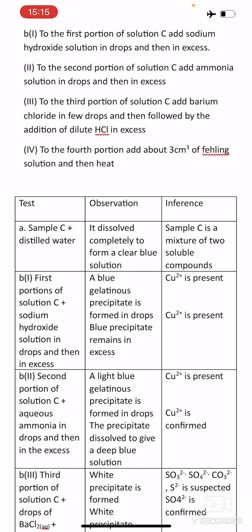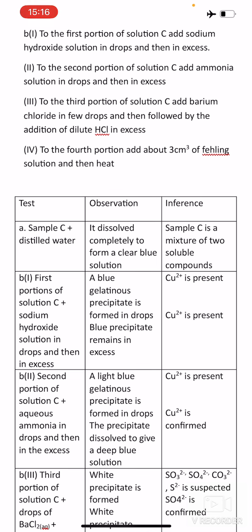Since I already mentioned that both of them are soluble in water, the observation will be that it dissolves completely to give a clear blue solution. Because you should already know by now that the color of copper(II) is blue. So when you add sample C into water, it will form a light blue solution.